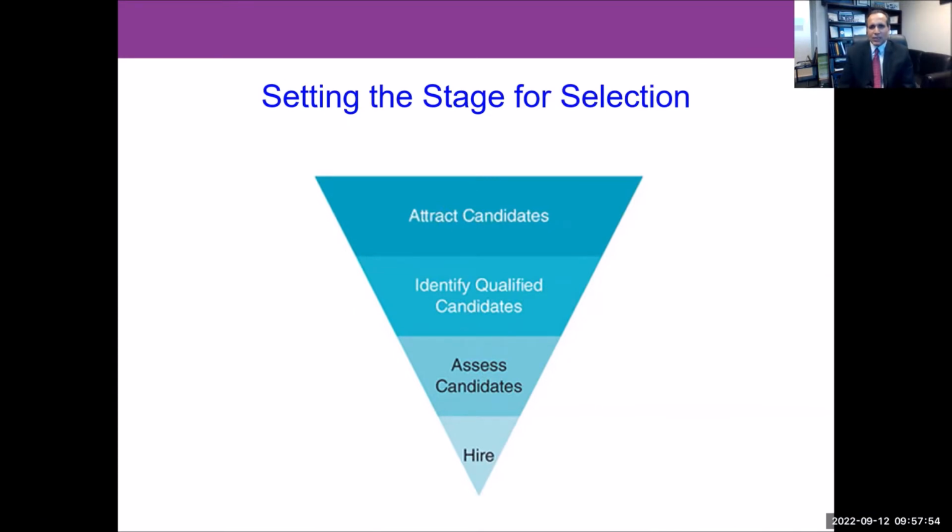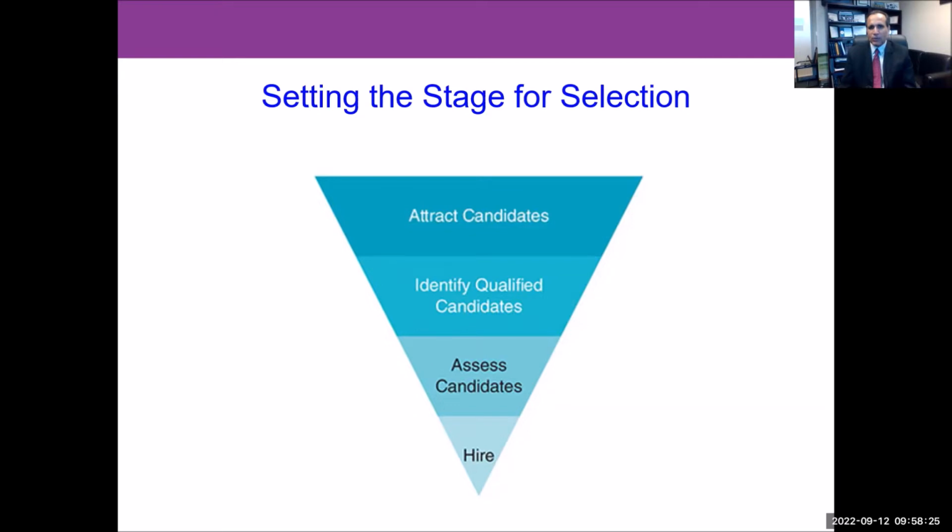If your organization has a good brand name and positive word of mouth from current employees and past employees that it's a great place to work, then chances are you have a large pool of candidates that are attracted to your organization and that might apply to your company. So from that large pool of candidates that are wanting to work with your organization, you identify the qualified candidates and then you assess the candidates.